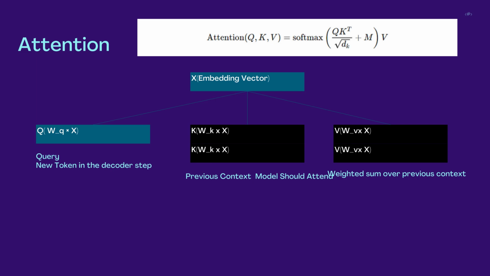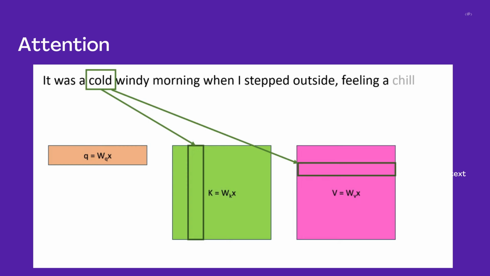So this is what the formula for the attention mechanism looks like. This is the input vector, which is your prompt. And then there are query, key, and value vectors. The query vector is just the new token in the decoder stage. Key is basically the entire sequence, and value is the weighted sum of our previous context over the entire sequence. Initially we take the query vector and multiply it by the transpose of the key. Then we apply softmax to it and do a weighted sum over it.